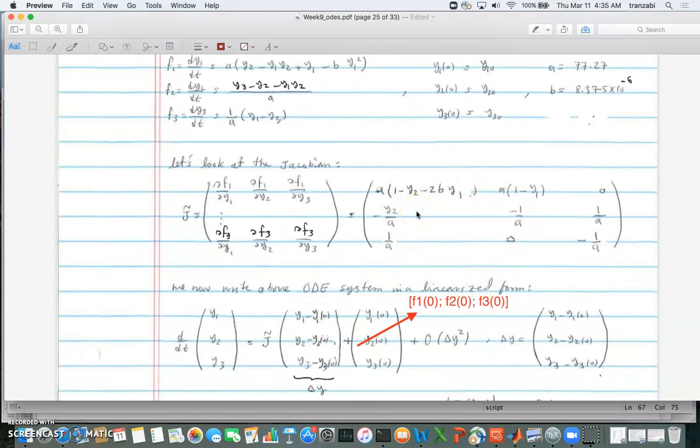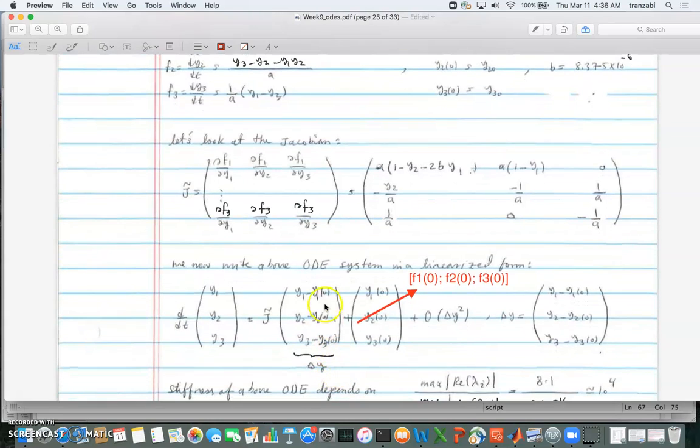Okay. So now we can linearize our differential equation like so. We say d vector y/dt is equal to the Jacobian times the difference in the y's. The difference in the y is going to be y1 minus y1 at point 0, y2 minus y2 at 0, and y3 minus y3 at 0, plus the y values at point 0.